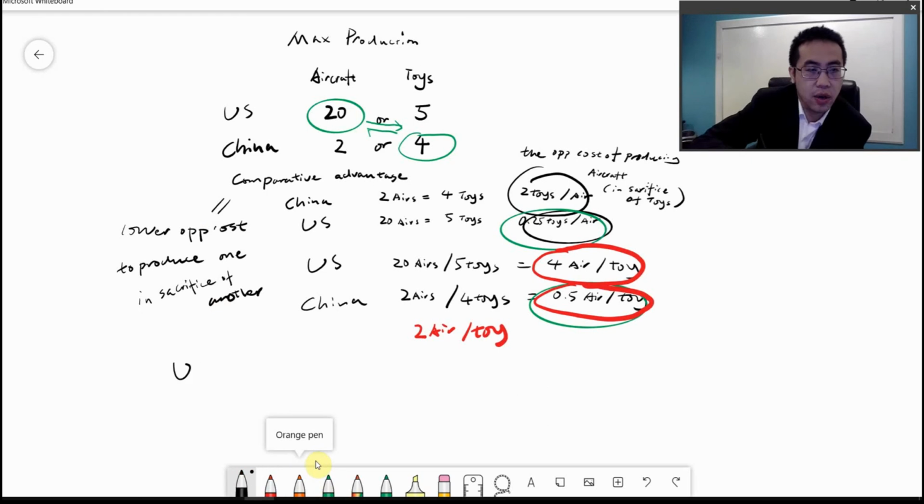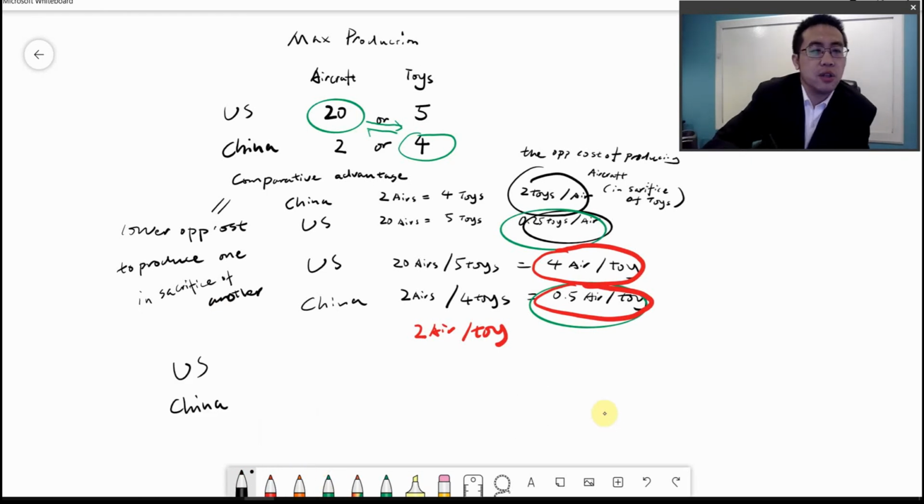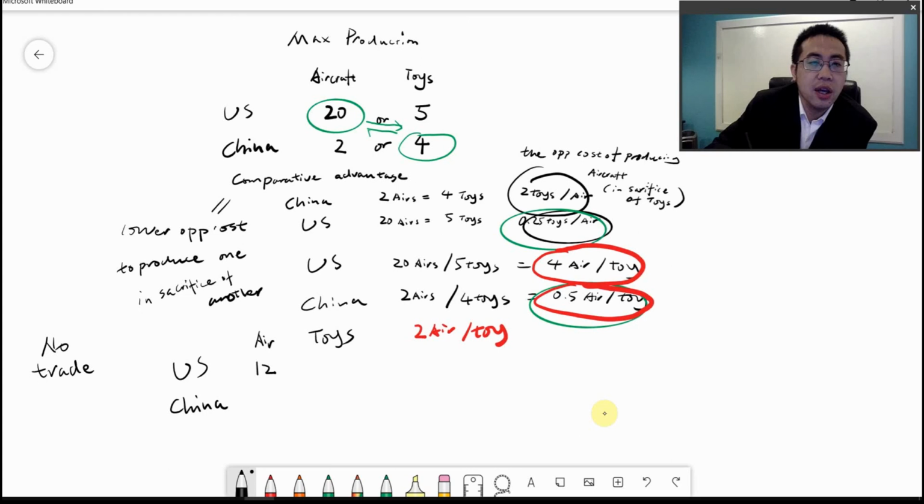If I write the table again, if there's no trade at all, the U.S. will allocate its resources to aircraft and toys. Let's say the U.S. allocates 60% of resources to aircraft, so that's going to produce 12 aircraft. That's 20 times 60%. And the rest, 40% of resources, go to toy production, but the U.S. will not produce the full 5, it only produces 40% of the 5, so that's going to be 2.